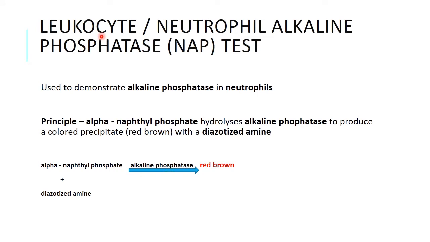Leukocyte or neutrophil alkaline phosphatase test, LAP or NAP test. It is mainly used to demonstrate alkaline phosphatase in the neutrophils. Principle: alpha naphthyl phosphate is hydrolyzed by alkaline phosphatase to produce a colored precipitate, red brown, with a diazotized amine. Alpha naphthyl phosphate as well as diazotized amine are the reagents utilized in this test. If the sample contains alkaline phosphatase, it will hydrolyze these reagents to give a colored precipitate of red brown color.